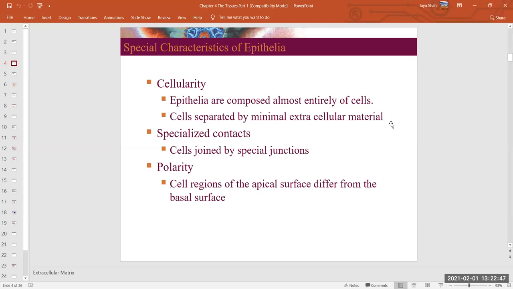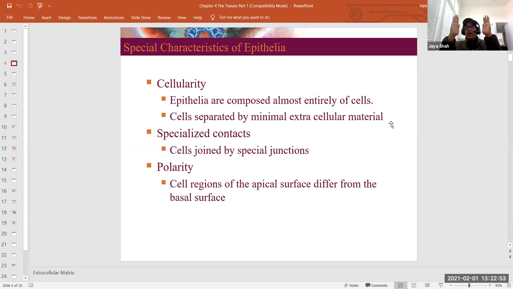Let's say my two hands are two cells. This is the outer surface of the cells and this is the inner surface of the cells. The outer surface, which is exposed to the space, is the apical surface of the cells, and the one attached to the connective tissue is called the basal surface of the cells. This is the lateral surface, where they attach to each other. This surface is called the basolateral surface or lateral surface.